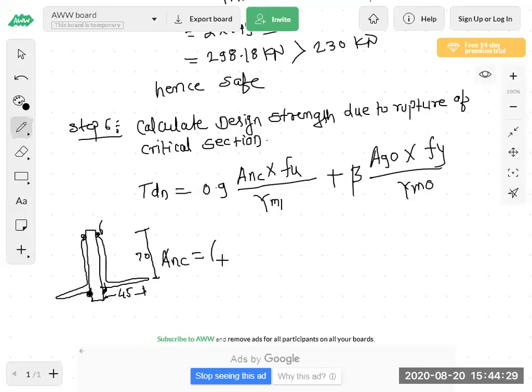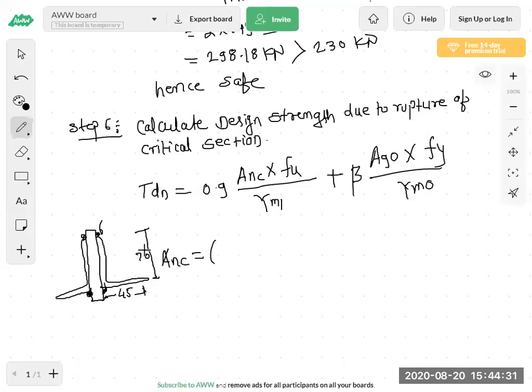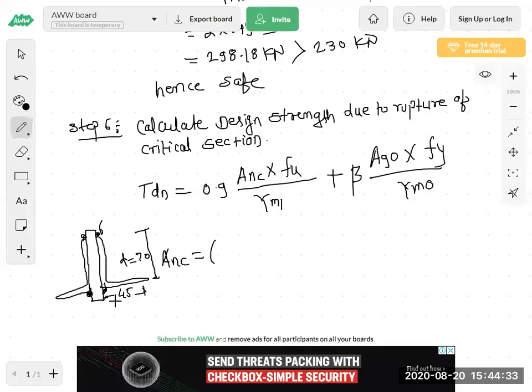So ANC, what is the formula? This we can call the depth and this the width. This is the depth of section, D equal to 70 mm, and B equal to 45 mm is the width of the angle. So ANC means this leg is connected, 70 mm. So D minus t by 2 into t.